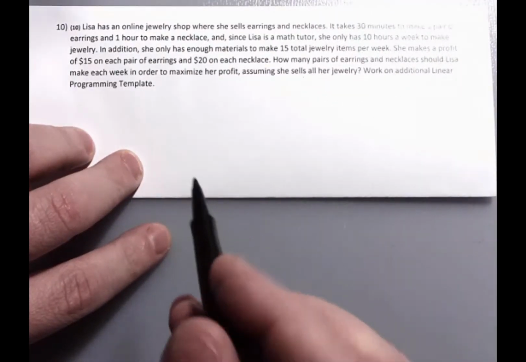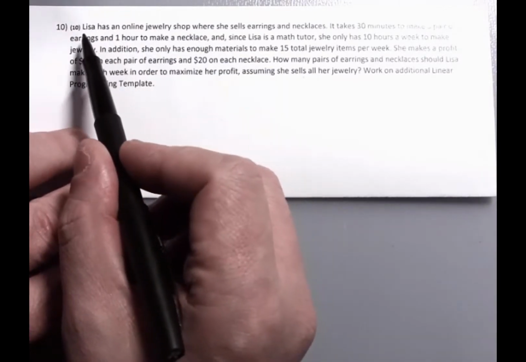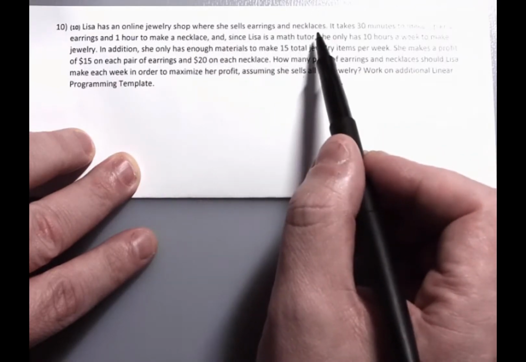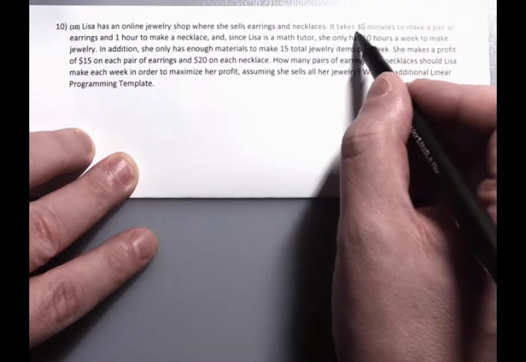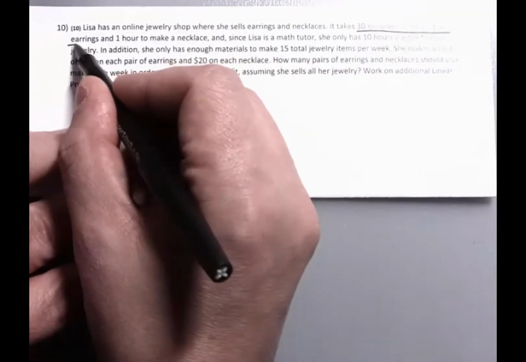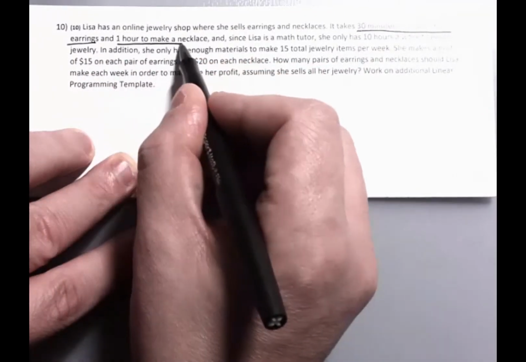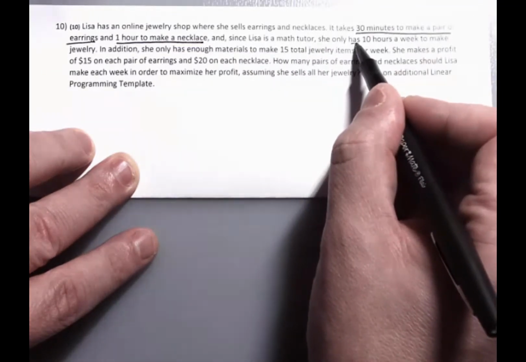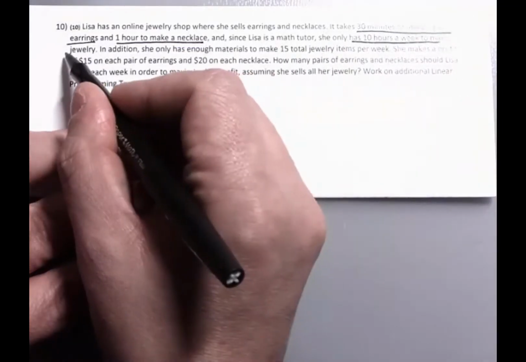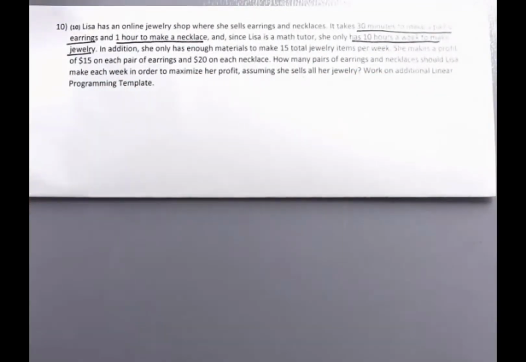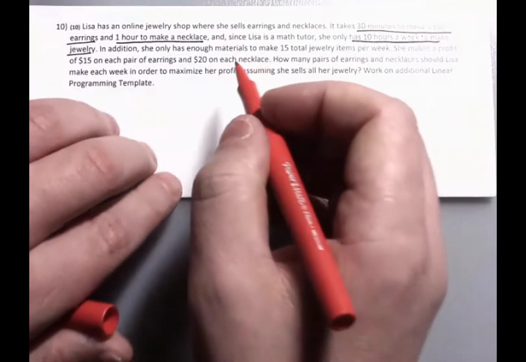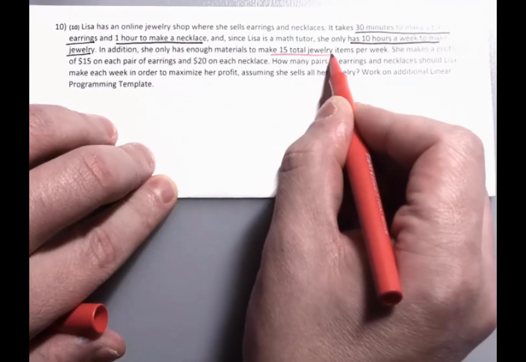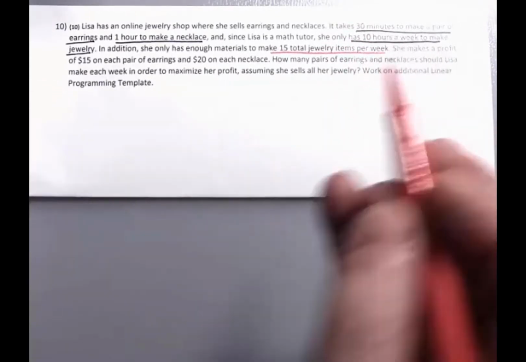This problem is one of our famous linear programming problems. Lisa has an online jewelry shop where she sells earrings and necklaces. It takes her 30 minutes to make a pair of earrings, and it takes her 1 hour to make a necklace. Since Lisa's a math tutor, she only has 10 hours a week to make jewelry. In addition, she has a restriction on her materials. She only has enough materials to make 15 total jewelry items per week.